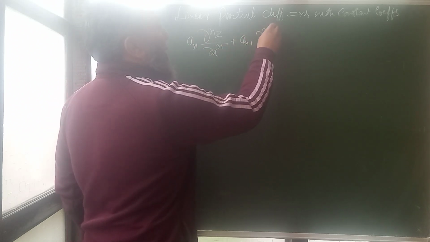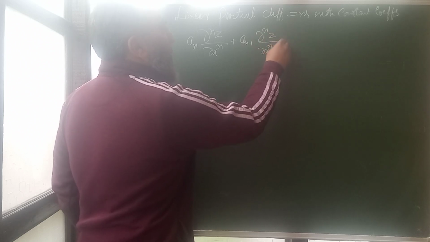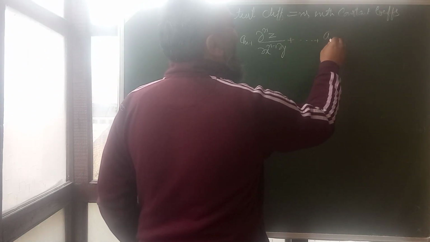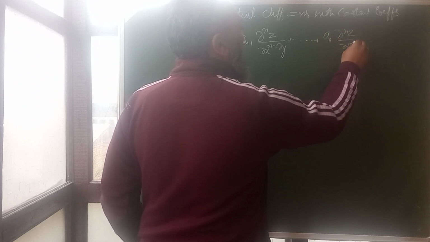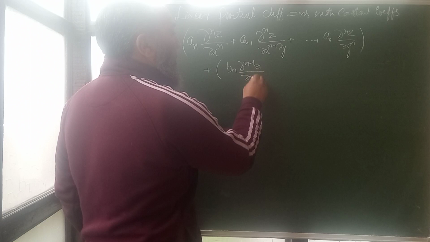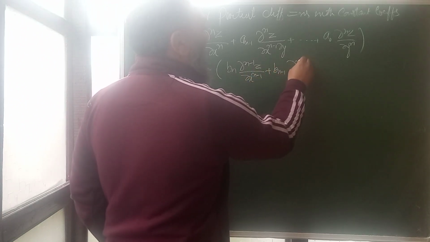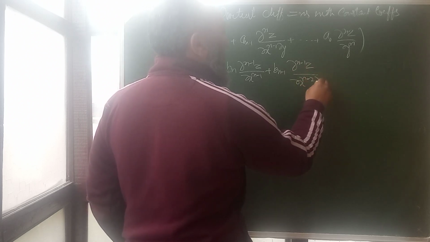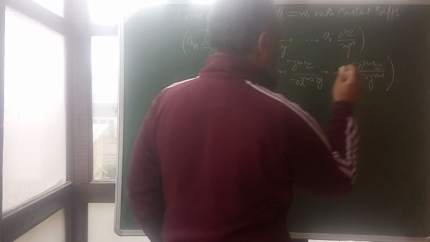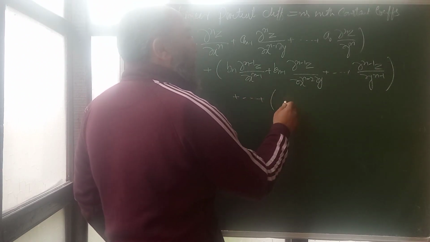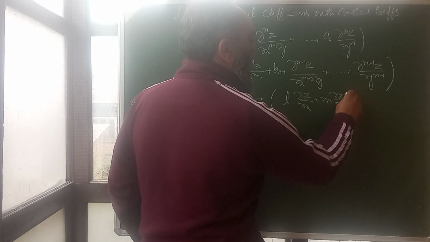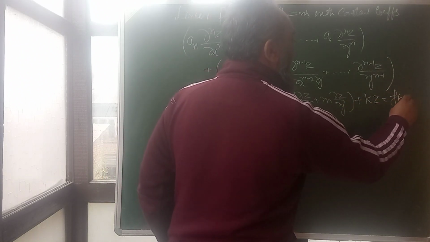a_n del^n z by del x^n, a_{n-1} del^n z by del x^{n-1} del y, and so on, a_0, b_n del^{n-1} z, del^{n-1} z, del z by del x, del z by del y, plus kz equals some function of x and y.